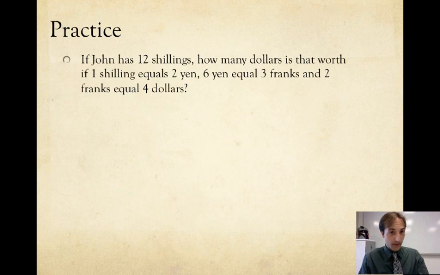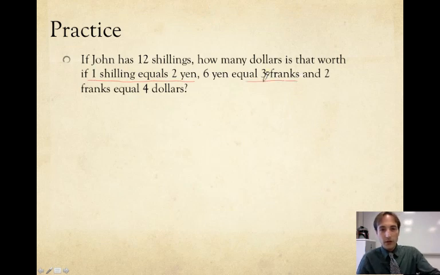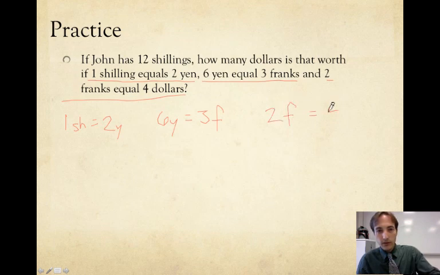You paused? Okay, so let's solve this. If John has 12 shillings, how many dollars is that worth if 1 shilling equals 2 yen, 6 yen equals 3 francs, and 2 francs equals $4? So let's set these up. First equality is right here. Switch it over to the pen so I don't mess up again. There's an equality there, there's an equality there, and there's an equality there. So it's 1 shilling equals 2 yen, and 6 yen equals 3 francs, and 2 francs equals $4. Don't forget units, no naked numbers.